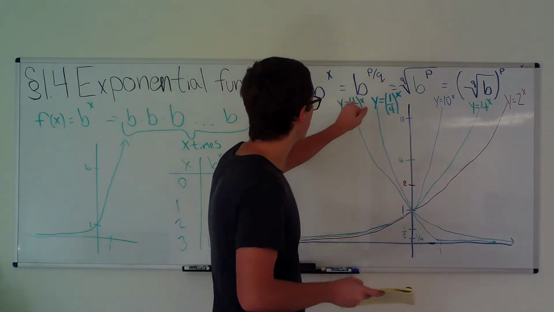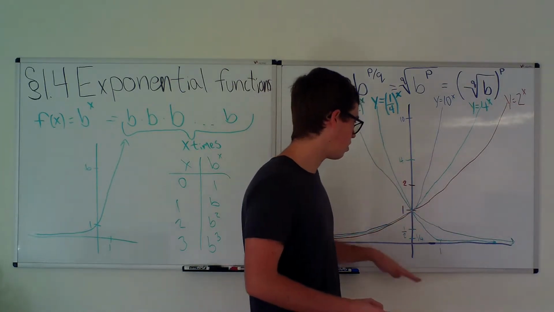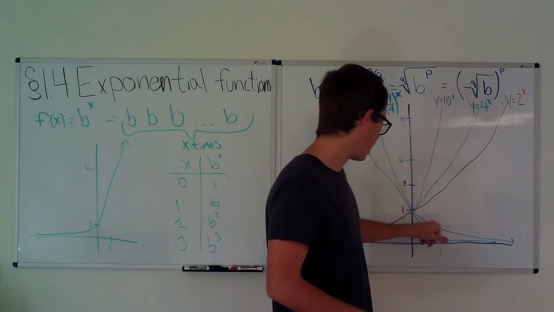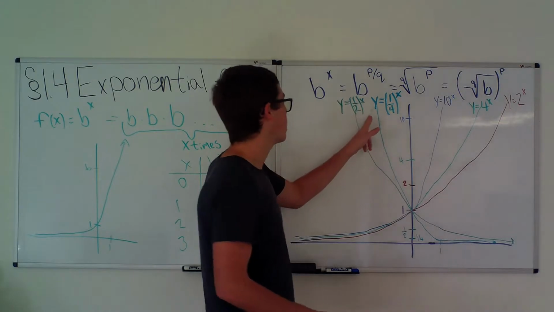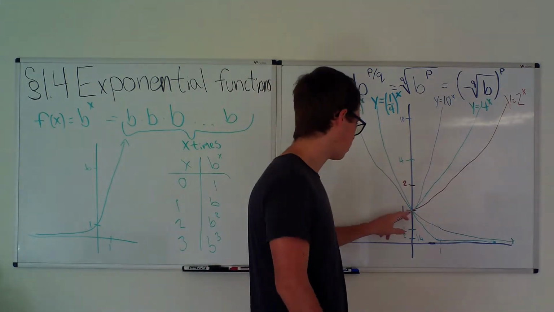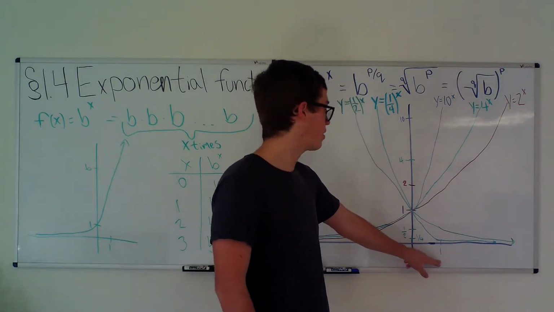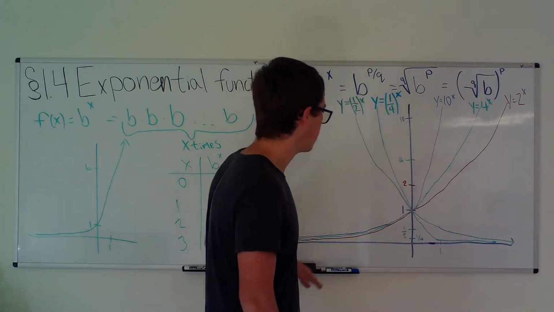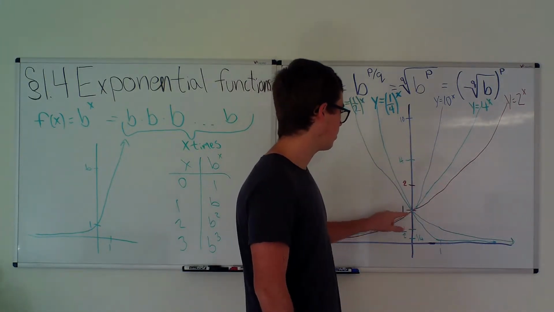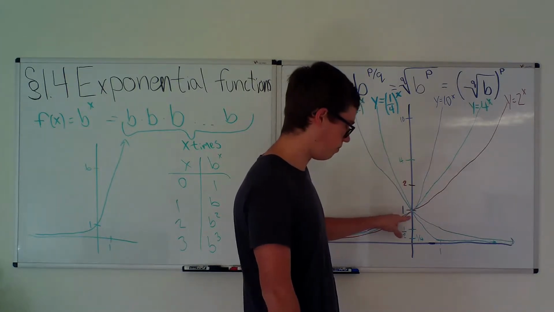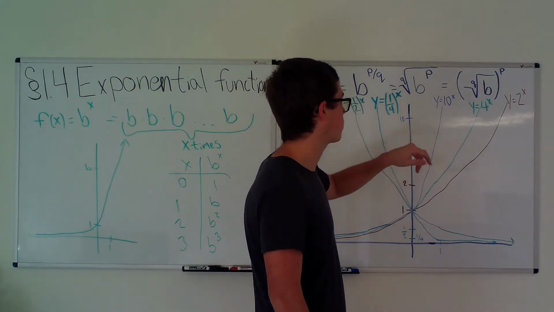So we can see for y equals 1/2 to the x goes downwards, it hits 1 at x equals 0, and then hits 1/2 at x equals 1. For y equals 1/4 to the x, we see it hits 1 at x equals 0, and hits 1/4 at x equals 1. 10 to the x, same sort of thing, goes up this time because it's not a fraction. Hits 1 when x equals 0, hits 10 when x equals 1.